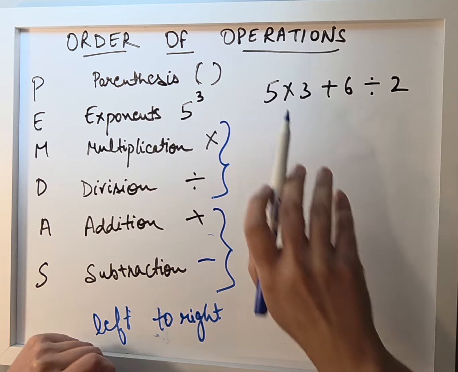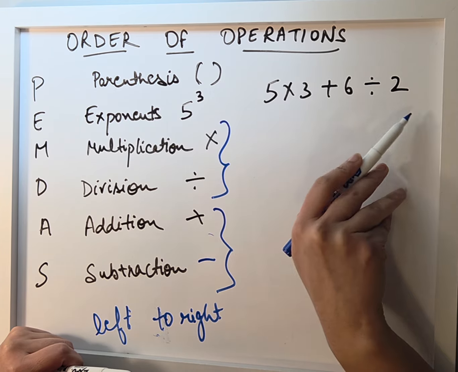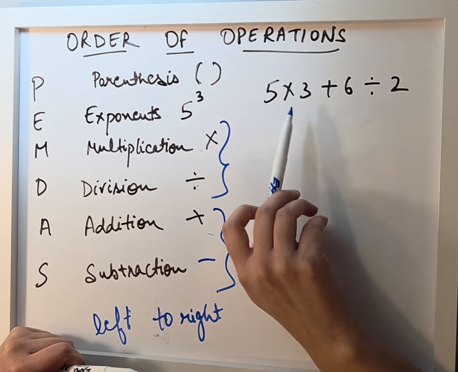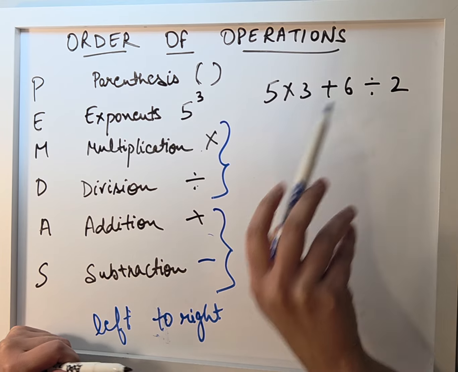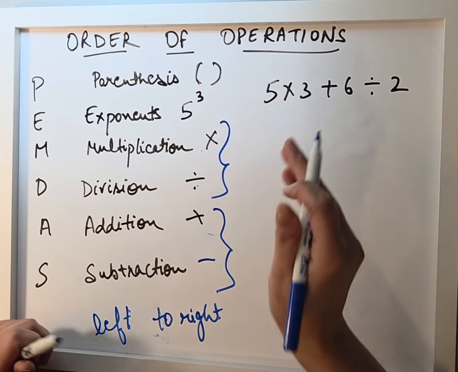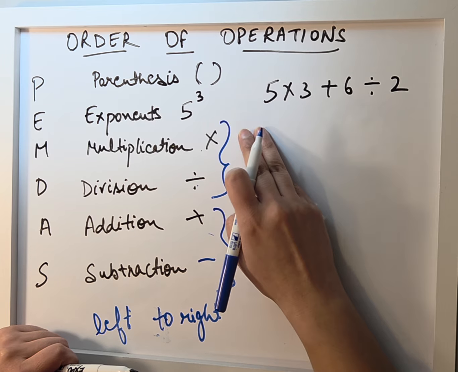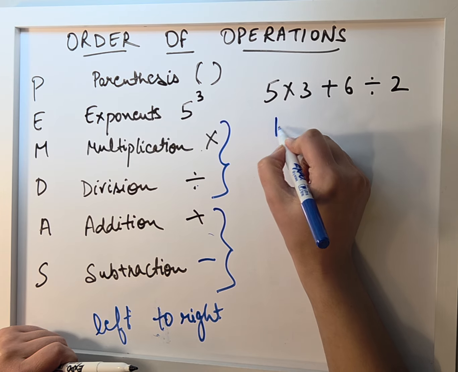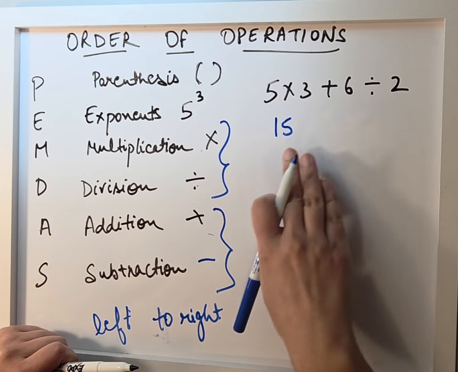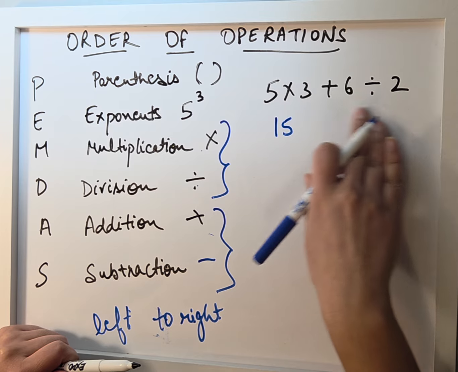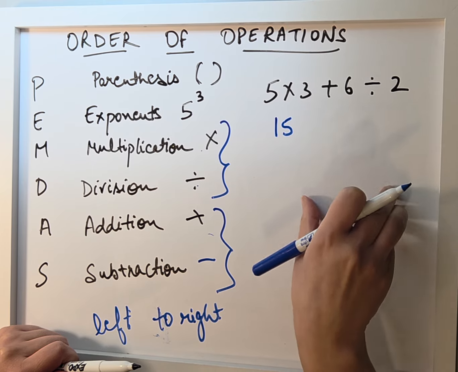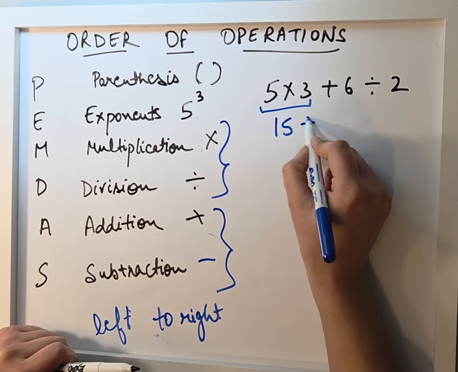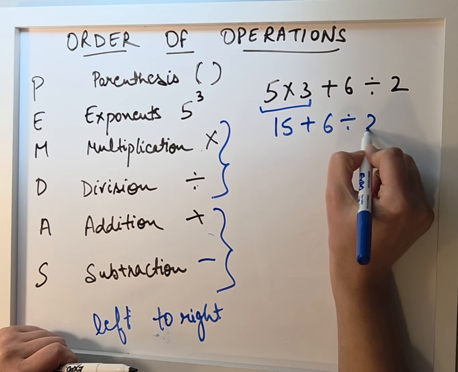Now let's see here. We do not have parentheses, we do not have exponents, but we have multiplication and division both. We follow from left to right. First we have the multiplication, so we do 5 times 3 is 15, and then we write the rest of the things we've not used as is below.